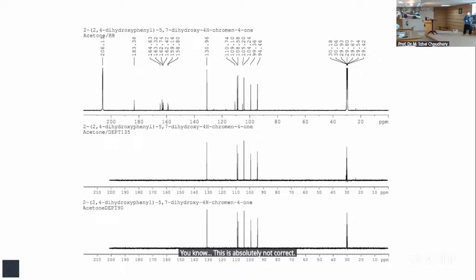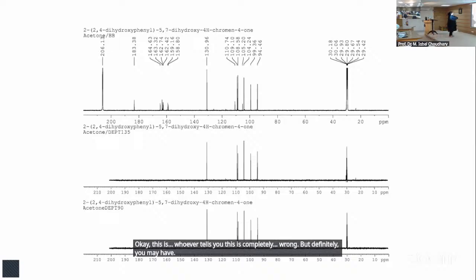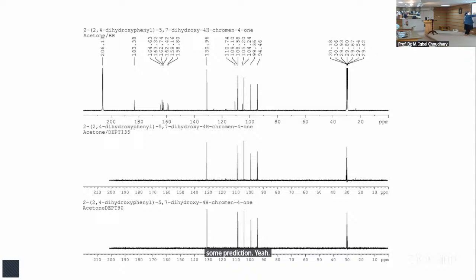The intensity of carbon-13 will not reflect anything sometimes, and Dr. Iqbal will teach you the reason when we come to that point. We cannot get the number of protons from the intensity at all. Whoever tells you this is completely wrong. But definitely you may have some prediction, like these are small, maybe quaternaries, right?